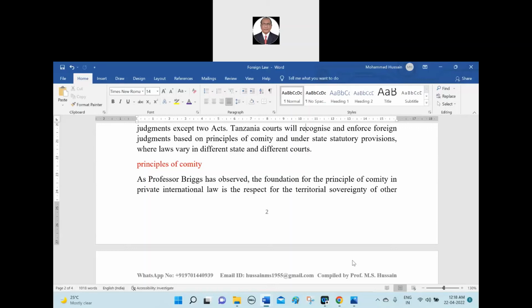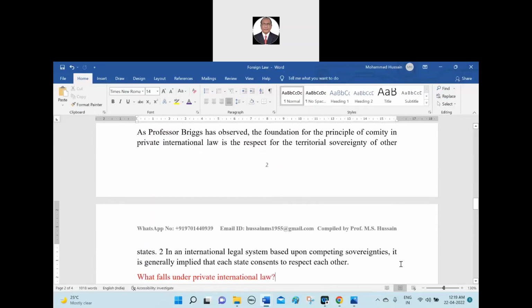Tanzanian disputes where private international law is there, where two countries are involved, Tanzania and India. Okay, we do have a separate chapter. At that time you can see the recognition and enforcement of the foreign judgment.